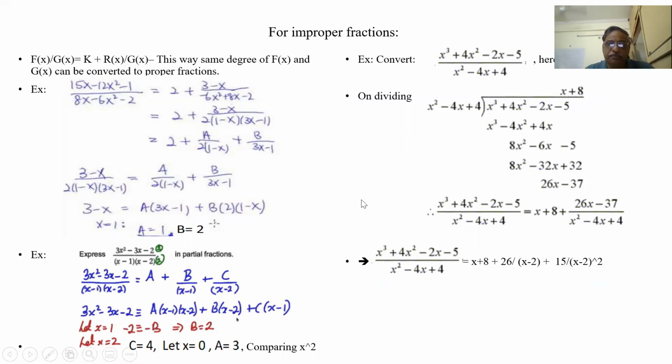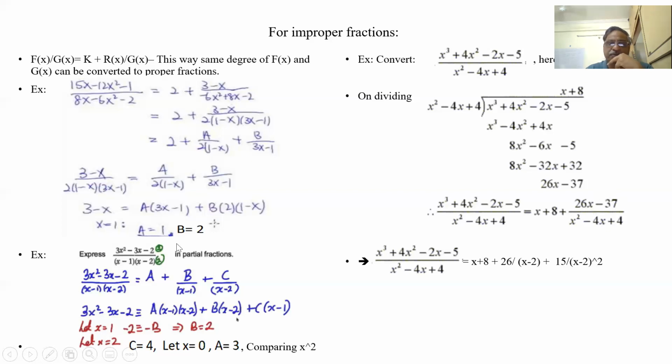Okay, now let us see proper. Here is higher degree. Here these two are the same degree. Improper fraction: here is higher degree. So I am first dividing it, x square minus 4x plus 4 with this. So my quotient is x plus 8 and the remainder is 26x minus 37. So this can be written as x plus 8 plus this proper fraction.